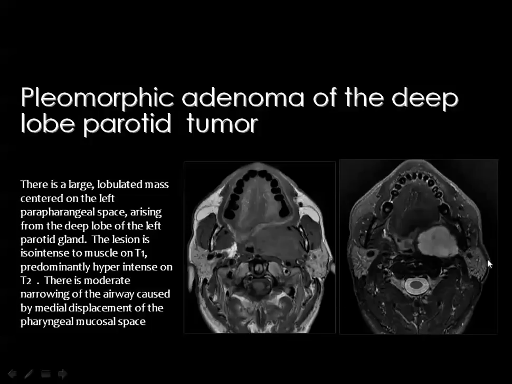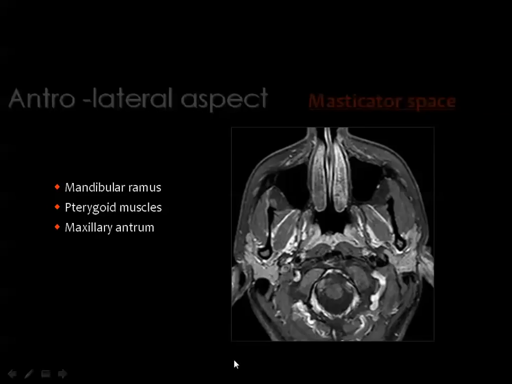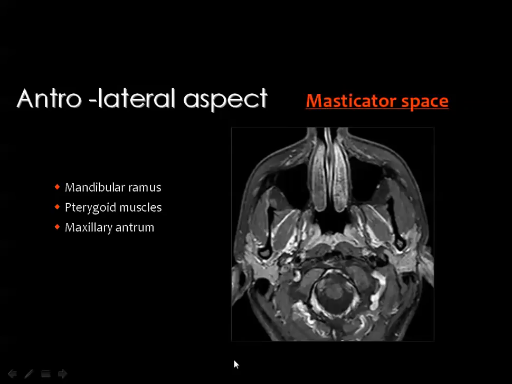Then this is the rest of the parotid gland. The deep lobe of the parotid gland is involved, and this has been proved to be a pleomorphic adenoma of the deep lobe of the parotid gland.